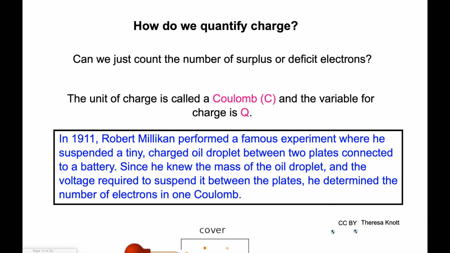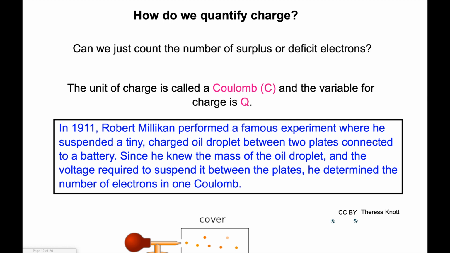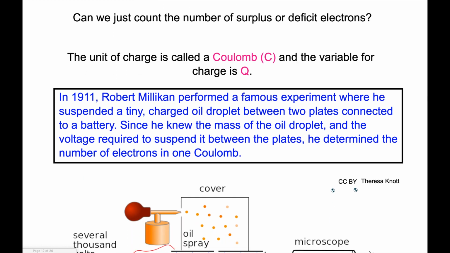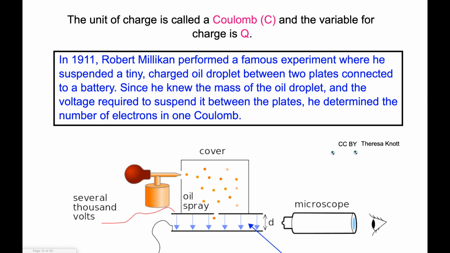Next up, how do we quantify charge? Do we actually count every single electron that travels from one object to the other? That's a really bad idea because that would take forever. There are so many electrons that are transferring every time something gets a charge. The unit of charge that we use is actually called a Coulomb, represented as capital C. And the variable for charge is Q. Sometimes you'll see this as upper or lower case, but it always means charge.